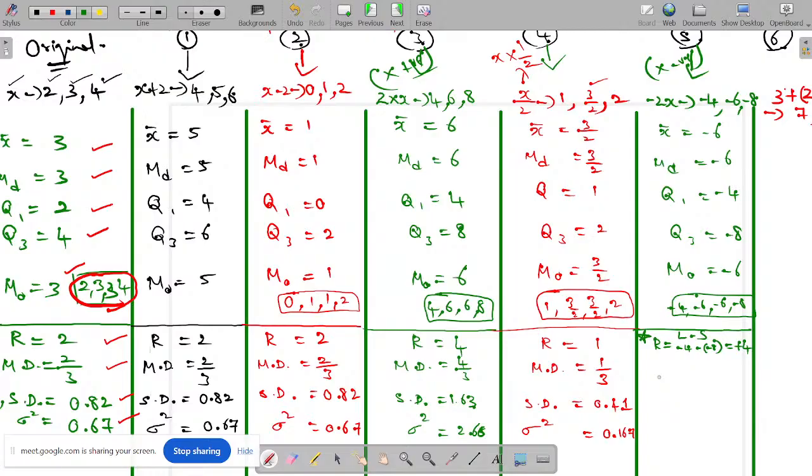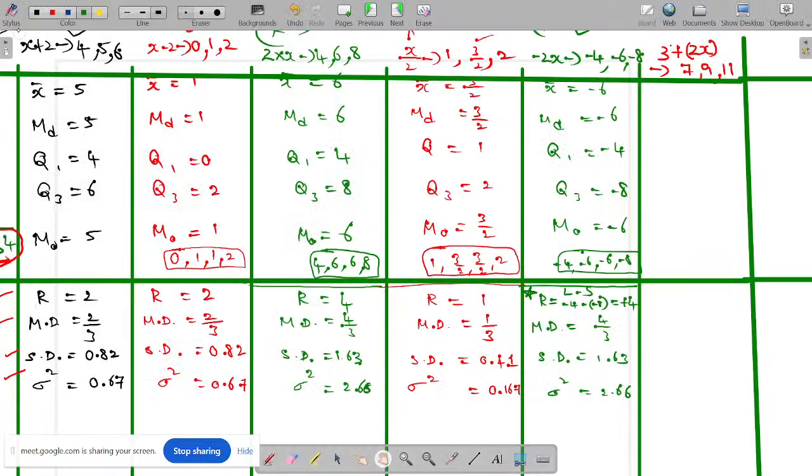Okay. Yes, mean deviation 4 by 3. Standard deviation. Sigma square. Okay. Yes, value. Okay. Don't give the values. Keep it as it is.